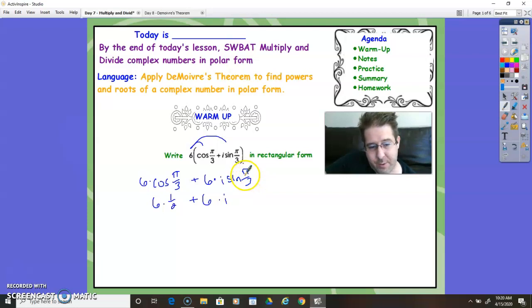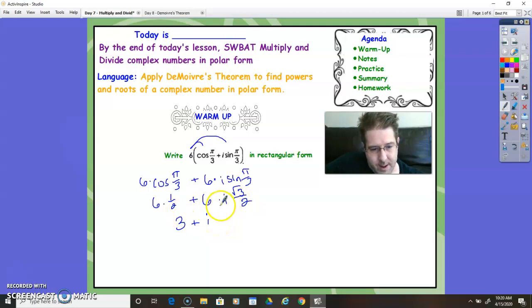Now, sine of pi over 3, that would be sine of 60 degrees. Sine of 60 degrees is square root of 3 over 2, like this. Okay, now this side is going to be very, very easy. 6 times 1/2 is really just 3. Plus, I'm going to put the i first, because remember, multiplication really doesn't matter what order you put it in. Normally, people will put i first because it's not in the square root.